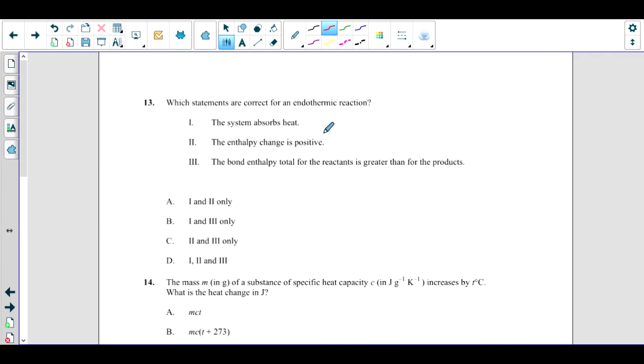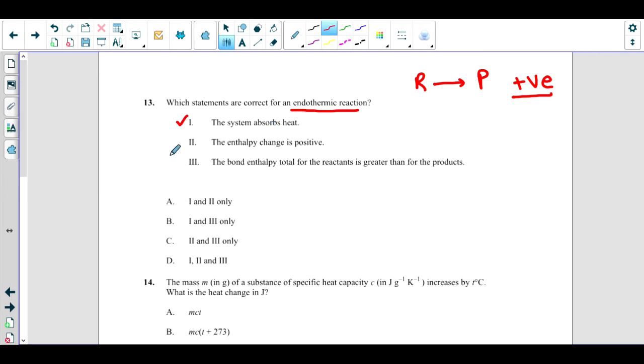Which statements are correct for an endothermic reaction? Now we want to see for endothermic reactions. Endothermic reactions are those reactions which take heat. So the products have more heat, so their delta H is always positive. Sorry, the system absorbs heat.